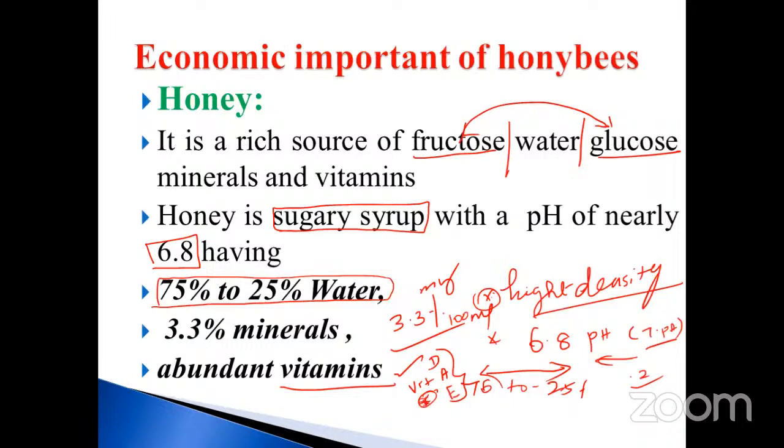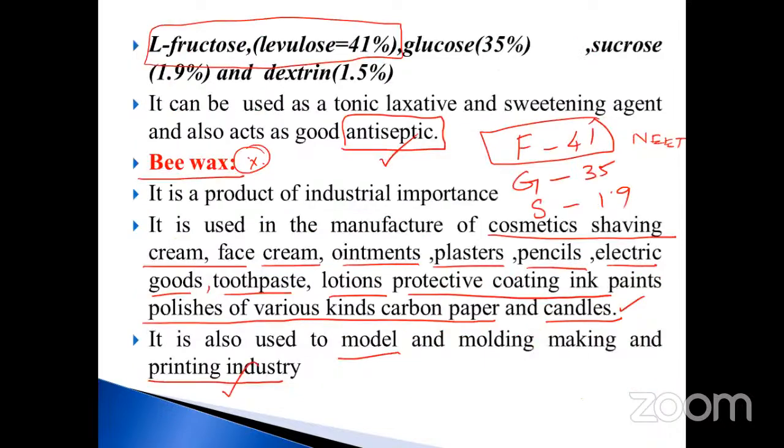Economic importance of the honeybees. First of all, note it down. Honeybees produce honey, a rich source of fructose, glucose, water, minerals, and vitamins. Honey is a sugary syrup with a pH of nearly 6.8, having 25% water, 3.3% minerals, and an abundance of vitamins. L-fructose, levulose, is levorotatory; L denotes levorotatory and D denotes dextrorotatory. Levulose is 41%, the highest concentration of sugar in honey. Glucose is 35%, sucrose 1.9%, and dextrin 1.5%.